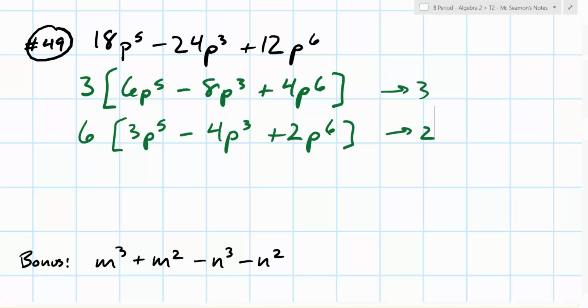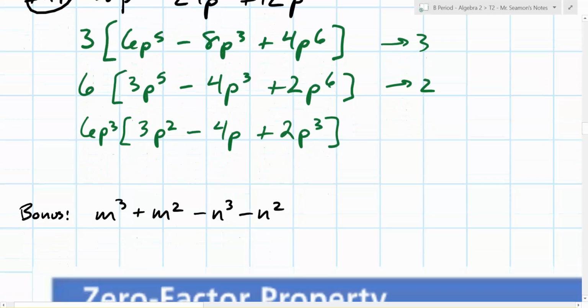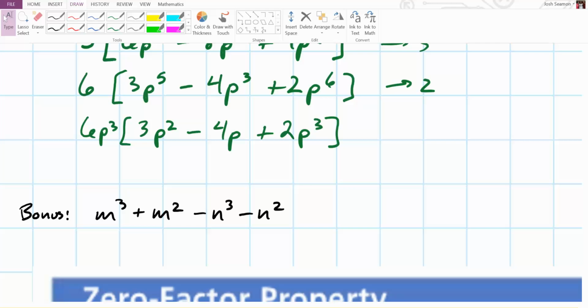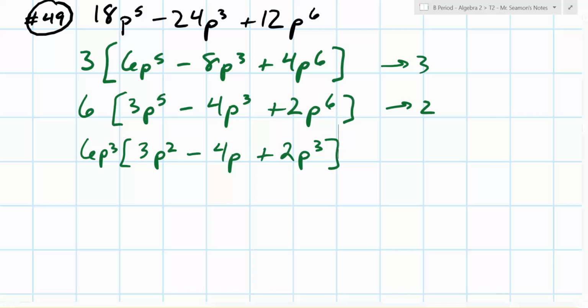Now, what can I pull out? p to the 3rd. So 6p to the 3rd times 3p squared minus 4p plus 2p to the 3rd. Now, what did you do to this? There was one more thing you could do to make it a little bit more in proper form. Couldn't you take out 3p? We already took out everything we can. Then shouldn't 4 not have a p? Yeah, thank you very much. So that should just be minus 4.